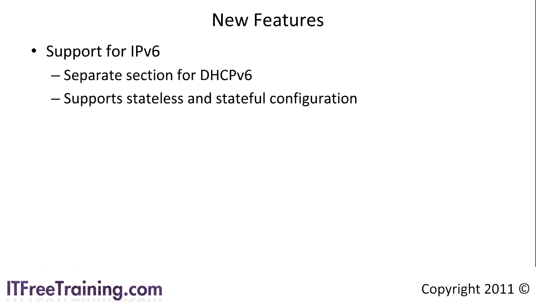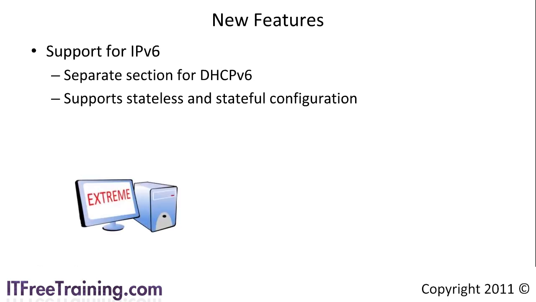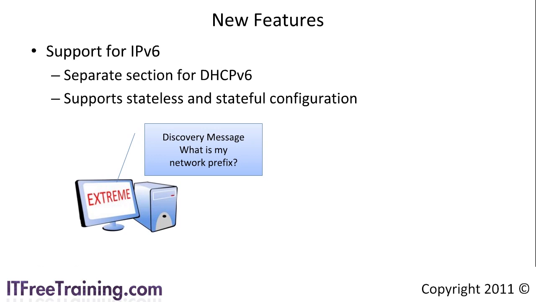To understand stateless configuration, first you need to understand how IP version 6 can configure itself without a DHCP server. When an IP version 6 computer or device starts up on an IP version 6 network, a discovery message is sent out on the network. The discovery message is attempting to find the network prefix for that network. IP version 6 has a lot of improvements to automatic configuration.